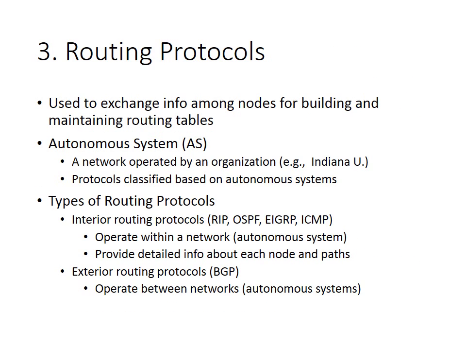Routing protocols are used to exchange information among nodes for building and maintaining routing tables. An autonomous system, AS, is a network operated by an organization. Protocols are classified based on autonomous systems. There are different types of routing protocols. Interior routing protocols operate within a network, an autonomous system. They provide detailed info about each node and paths. Examples are RIP, OSPF, EIGRP, and ICMP. Exterior routing protocols, such as BGP, operate between networks, between autonomous systems.